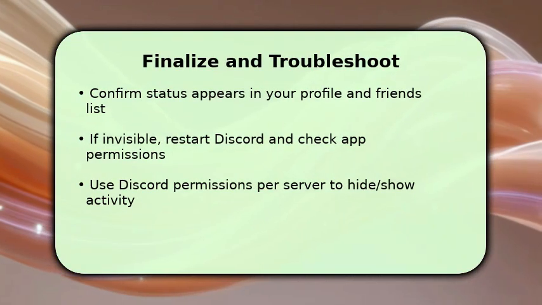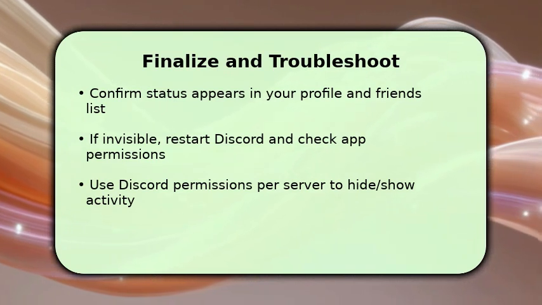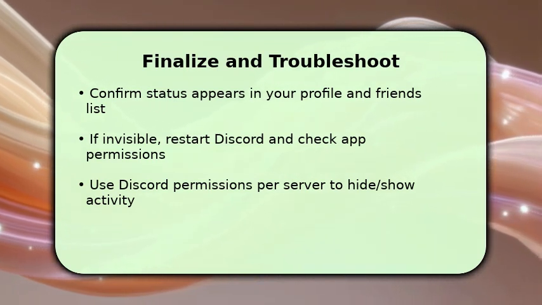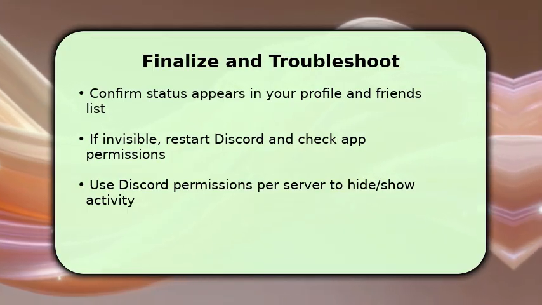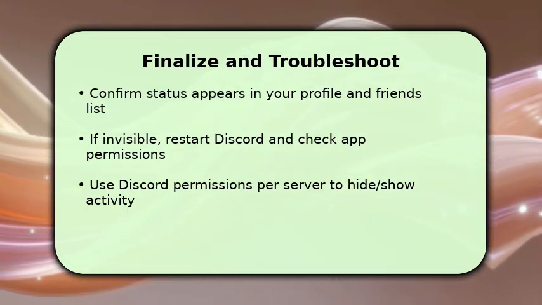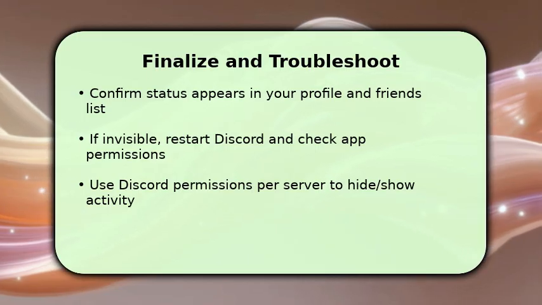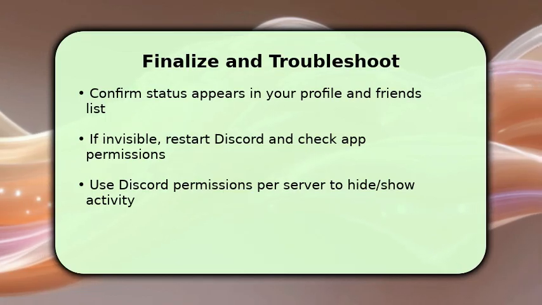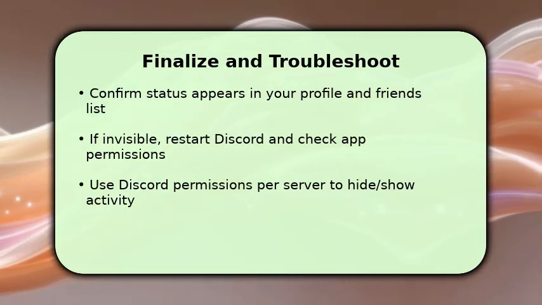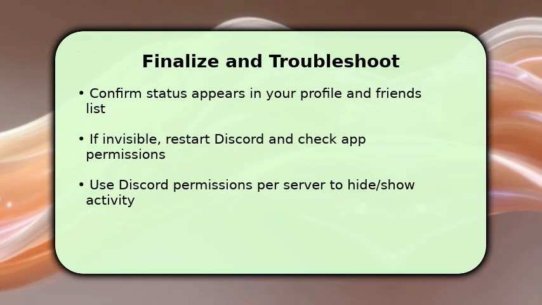Finish by checking your profile and friends list to verify the activity displays correctly. If it doesn't appear, restart Discord and ensure the app has permission to report activity in your OS privacy settings. Also, make sure the specific server or role permissions aren't blocking activity display. You can toggle those in server settings, right arrow roles, or member settings.